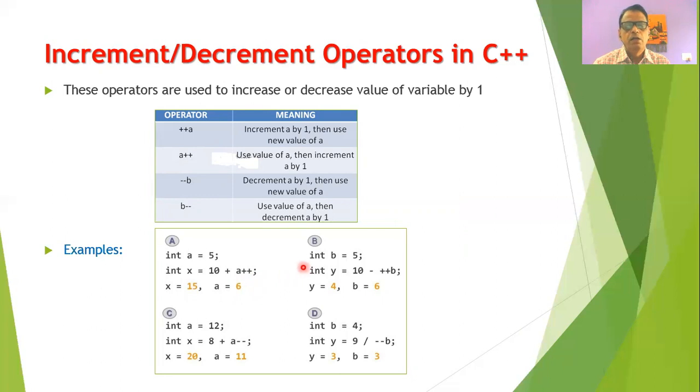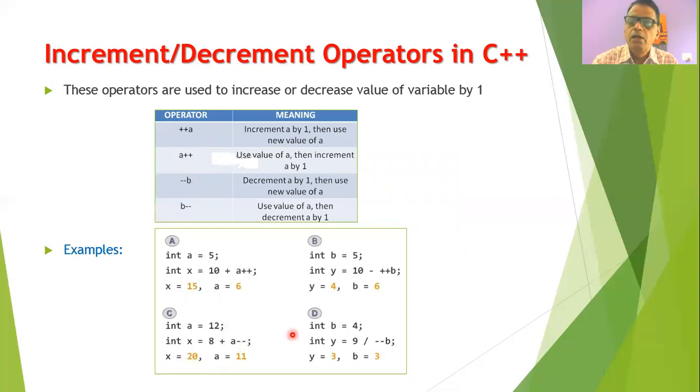In this example, the value of b is 5 and therefore it is incremented first, that is it will become 6 and then it will be subtracted from 10 so that the value of y will be 4 and b will be 6. In the third example, the value of a is equal to 12 and this 12 is being added to the 8 and then it is decremented by 1. Therefore, the value of x will be 20 and a will be 11.